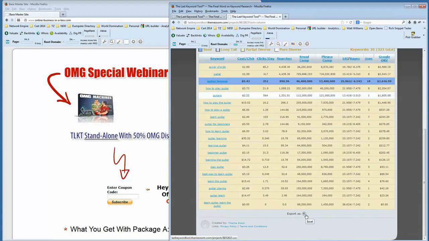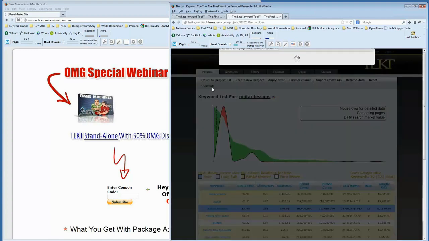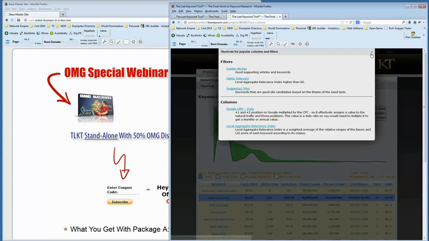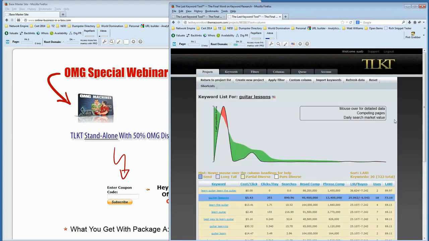The LARI algorithm and the LSI algorithm are pretty advanced. It's one of the only tools, actually, currently the only tool that I know of, that adds those relevancy factors. So that's really exciting. And also we wanted to show you that there's so much more, but we're going to skip it in this video because I think this is enough to get them started.